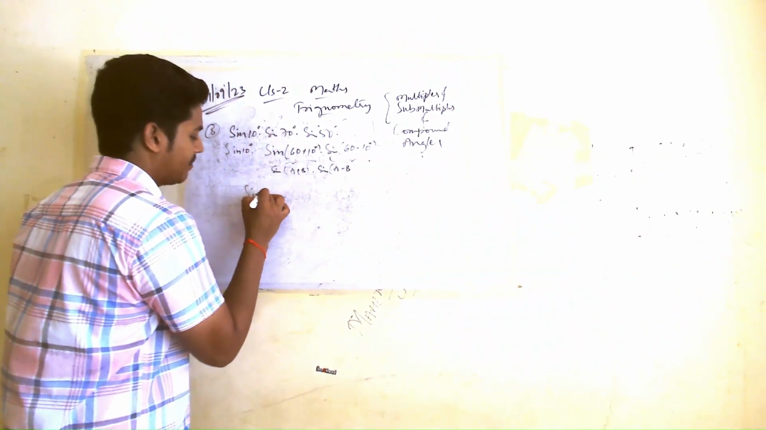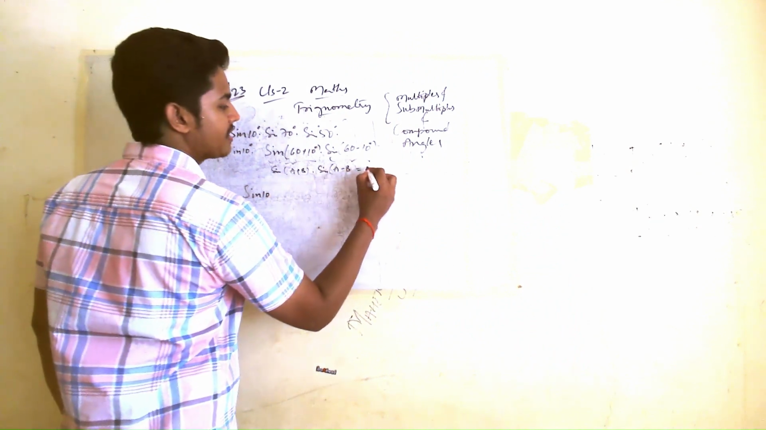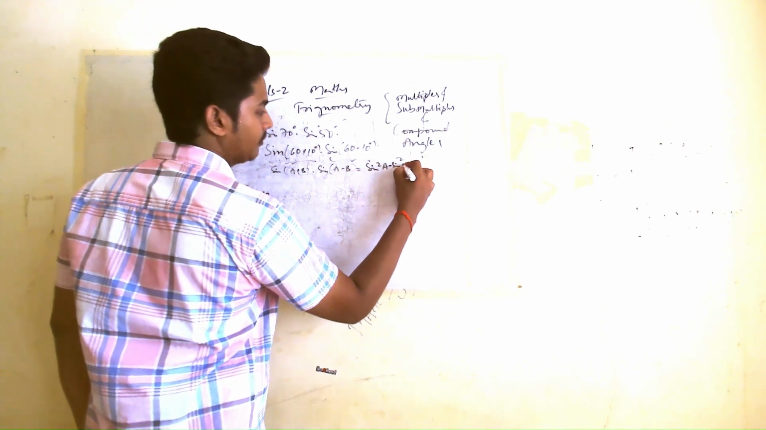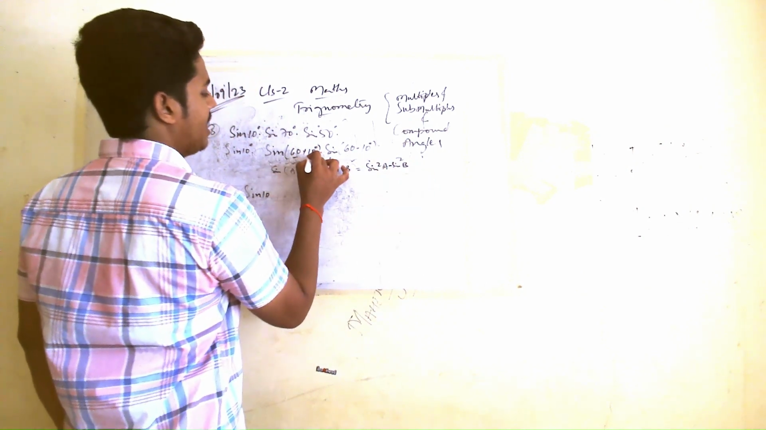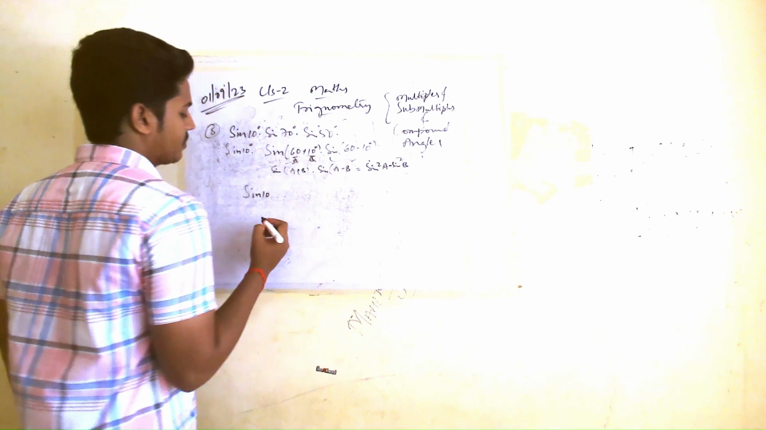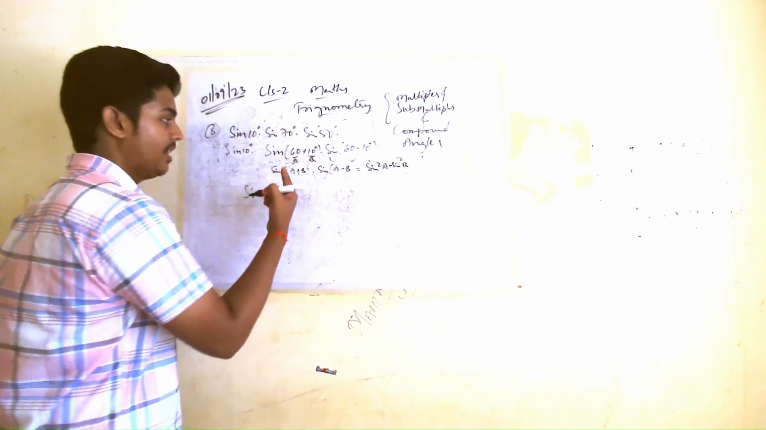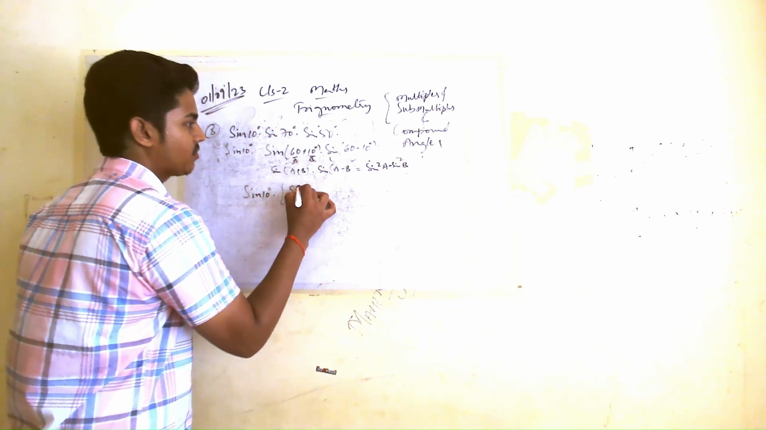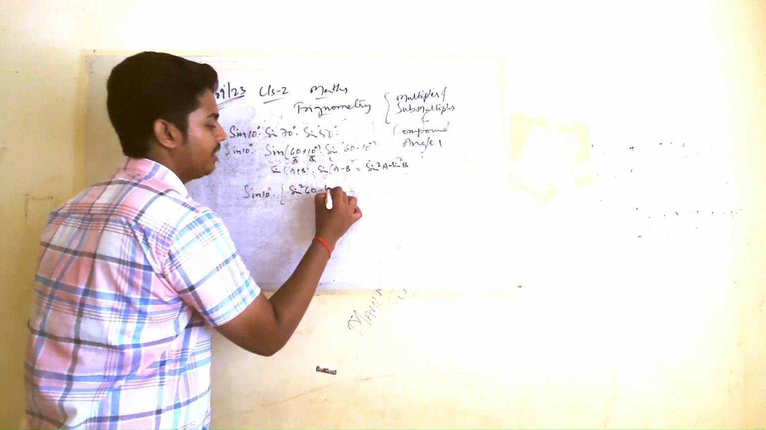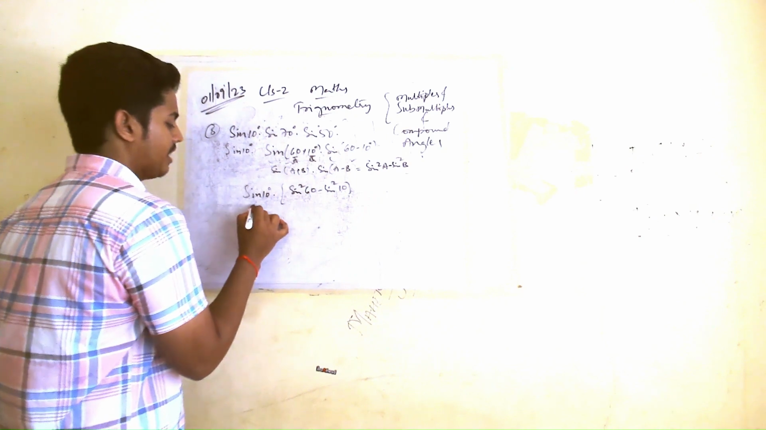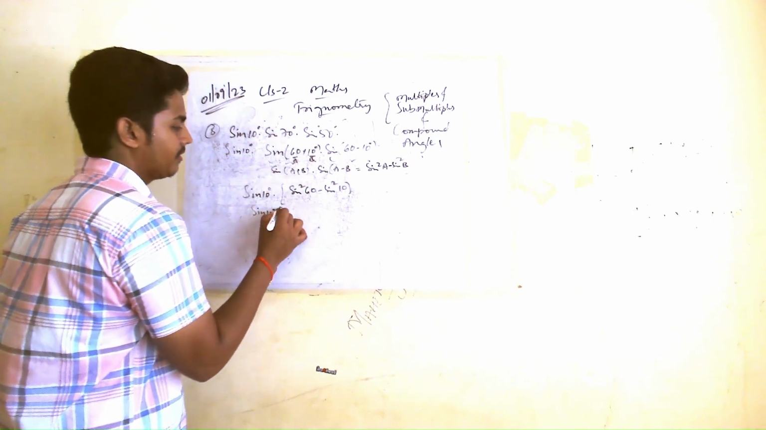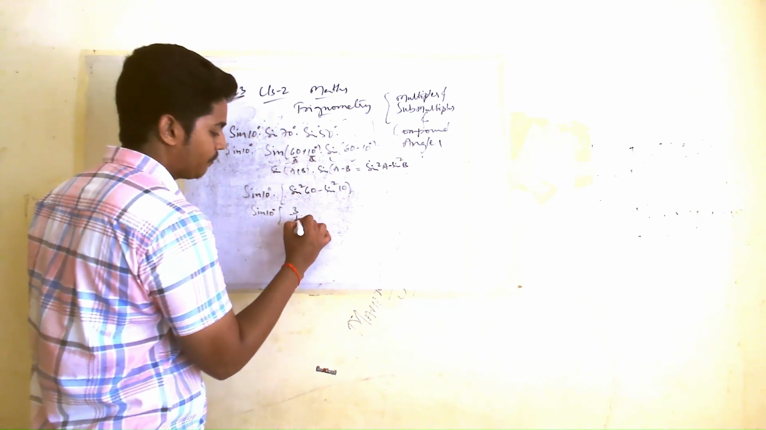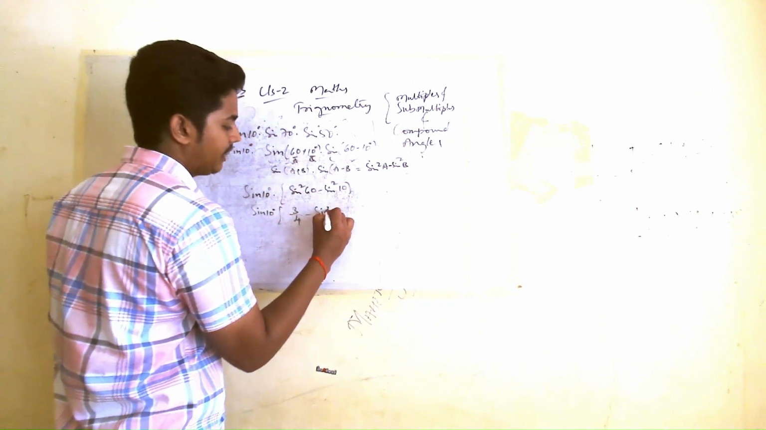Okay, let's see. Sine 10 I am writing as this. The formula is sine square a minus sine square b, where a is 60 and b is 10. Instead of sine 60 plus 10 into sine 60 minus 10, I will write sine square 60 minus sine square 10. Sine 60 is root 3 by 2, whose square is 3 by 4, minus sine square 10.